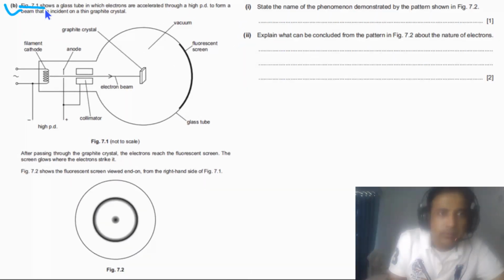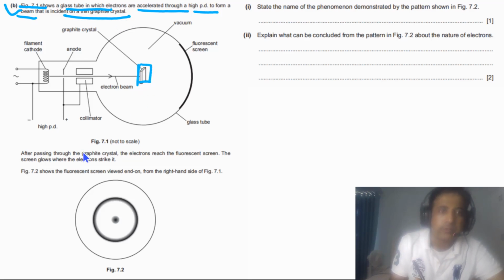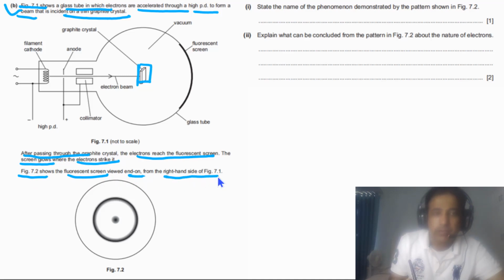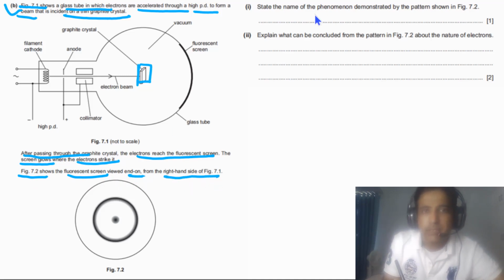Part B says figure 7.1 shows a glass tube in which electrons are accelerated through a high potential difference to form a beam that is incident on a thin graphite crystal. So here we have a thin graphite crystal. After passing through the graphite crystal, the electrons reach the fluorescent screen. The screen glows where the electrons strike it. Figure 7.2 shows the fluorescent screen viewed end on from the right hand side of figure 7.1. State the name of the phenomenon demonstrated by the pattern shown in figure 7.2.